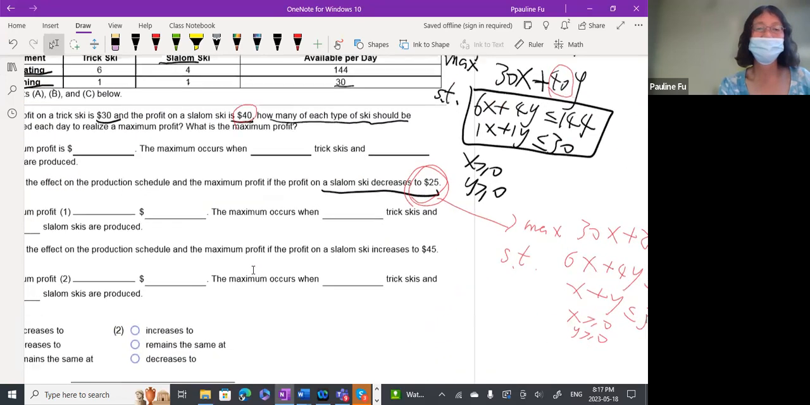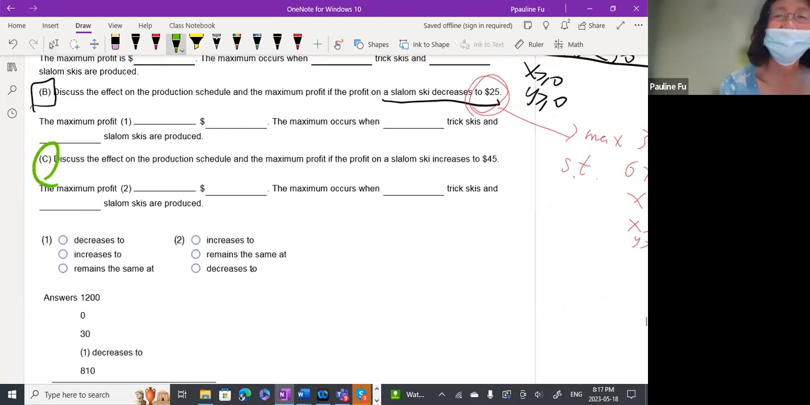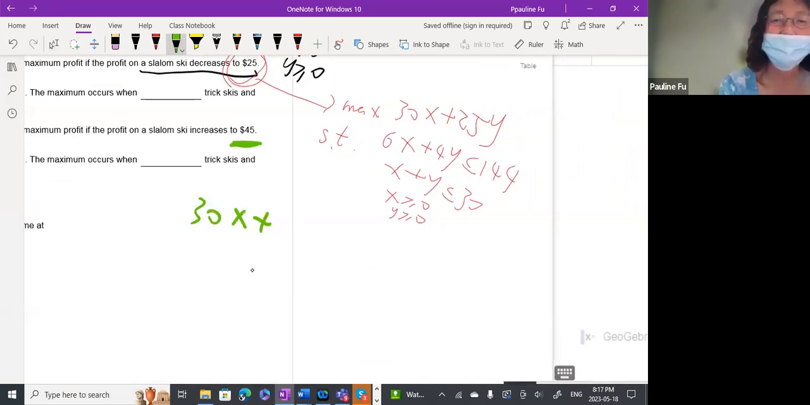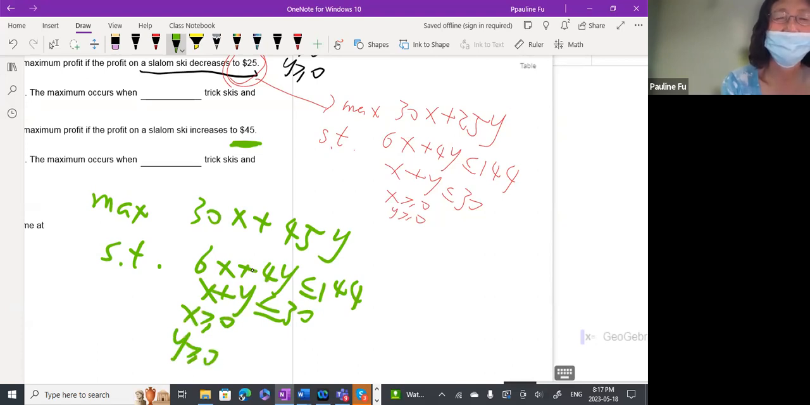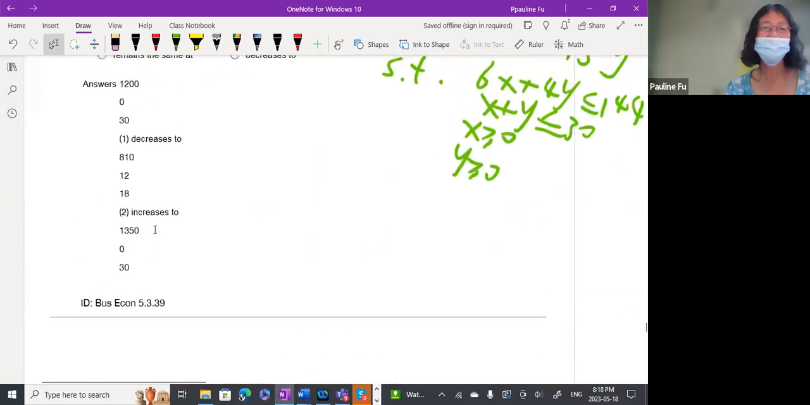Questions? Question C. So change to 45. So question C becomes 30x plus 45y, maximize this function subject to the same constraints. Copy down the same constraints. So that is question C. Change to 45. Okay. Any questions for this one?